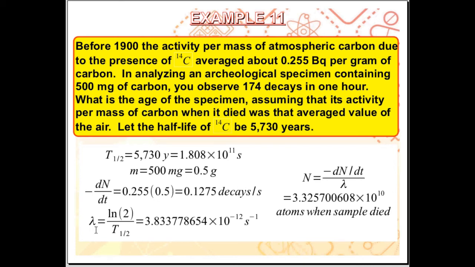The decay constant is just given by ln of 2 divided by the lifetime. We are able to calculate the decay constant to be 3.833778654 times 10 to the negative 12 per second. This is the decay constant when the specimen died.